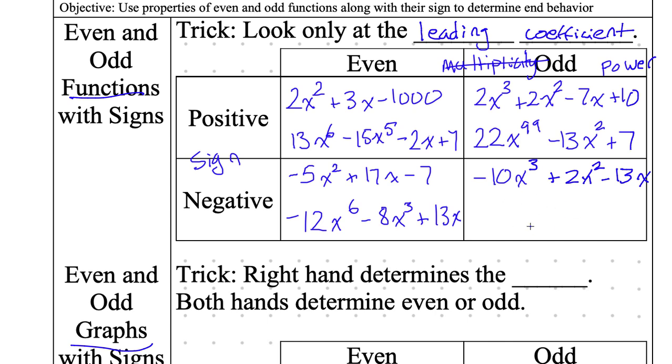You make your own example of a negative odd leading coefficient. So something like negative, I don't know, 11x to the power of 77 minus 5x to the 22nd. I'm just going to leave it like that.